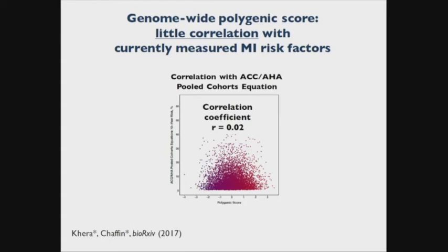Before I get to that answer, we also looked at the correlation of this score on the x-axis. On the y-axis is the Framingham risk score, or updated to be now the ACC-AHA pooled cohort equations of traditional risk factors. And what you can see is this genome-wide polygenic score has very little correlation with currently measured MI risk factors. This is a correlation coefficient right here. So this is actually capturing something completely orthogonal to what we use in clinical practice right now.